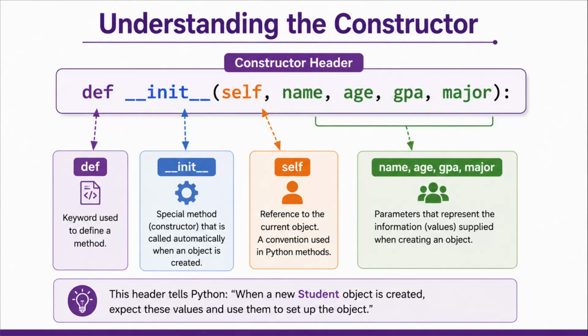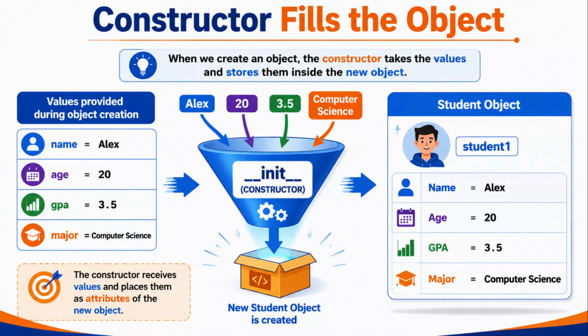Next, look at the parameter list. self, name, age, GPA, major. The parameters name, age, GPA, and major represent the information that must be supplied when a new student object is created. The parameter self is special. For now, think of self as a convention used by Python. Every object method begins with self as its first parameter. We will discuss the meaning of self in more detail shortly. For now, simply remember that every method that belongs to a class typically starts with self.